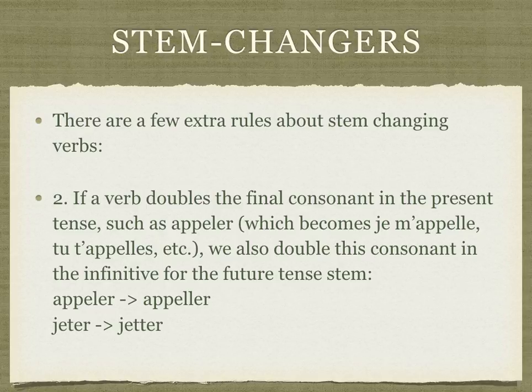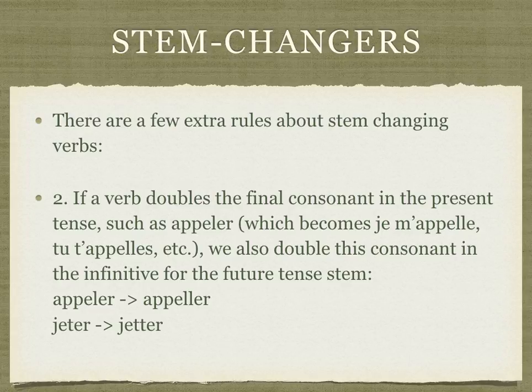We have the exact same issue with verbs that double the final consonant. A great example of this is appeler. We all know the phrase je m'appelle, tu t'appelles, il s'appelle, and so on and so forth. Any verb that doubles the final consonant is also going to double in the future tense stem. Again, we don't hear the difference. The stem for appeler is appeller. The stem for jeter is jetter. It's all about that spelling.